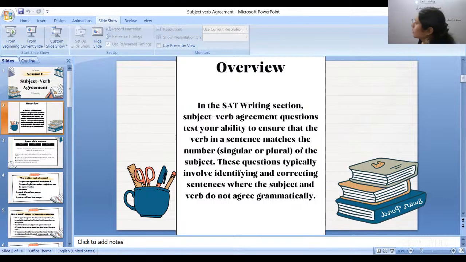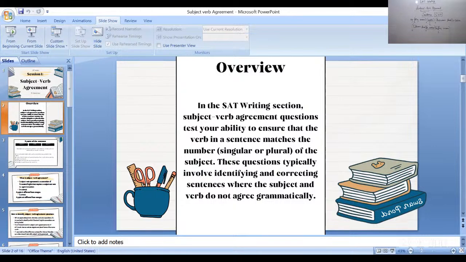Okay. These questions typically involve identifying and correcting sentences where the subject and verb do not agree grammatically. Okay, so definitely, did you have this topic, subject verb agreement, in school? Okay, so both of you have some idea about it. That's great. Yes. So the three parts of the sentences: subject, verb, and object.